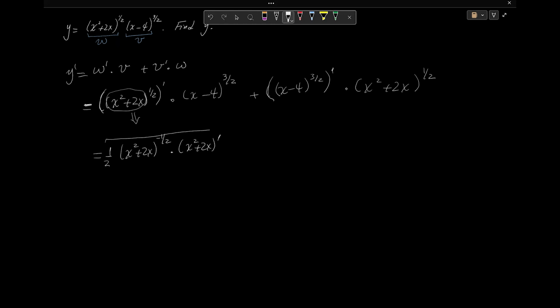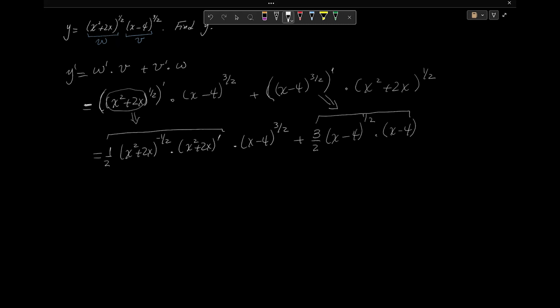This whole thing is the prime right here. Times the second one, plus, now the derivative of this. Again, I see something to a power rule, drop the power to one less power, okay? So 3/2 minus 1 is a half times the derivative of that thing. So this is just that derivative. Then times x squared plus 2x to the 1/2 power.